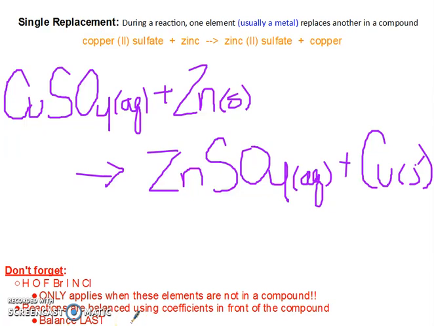Reactions are balanced using coefficients. You can't balance using subscripts. And this is your last step. I did not do that up here in this example because it's already balanced.